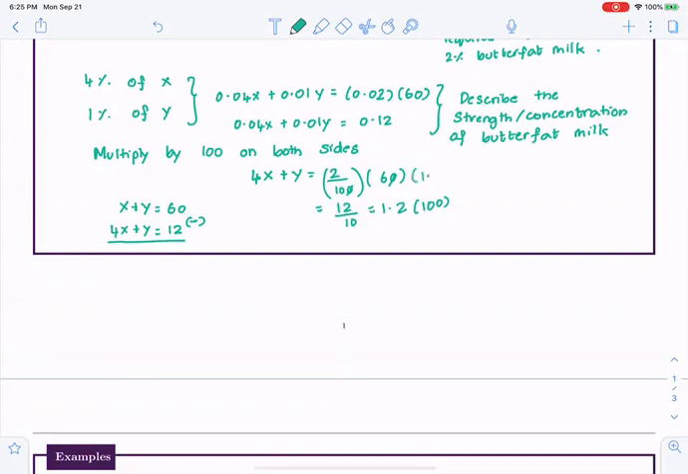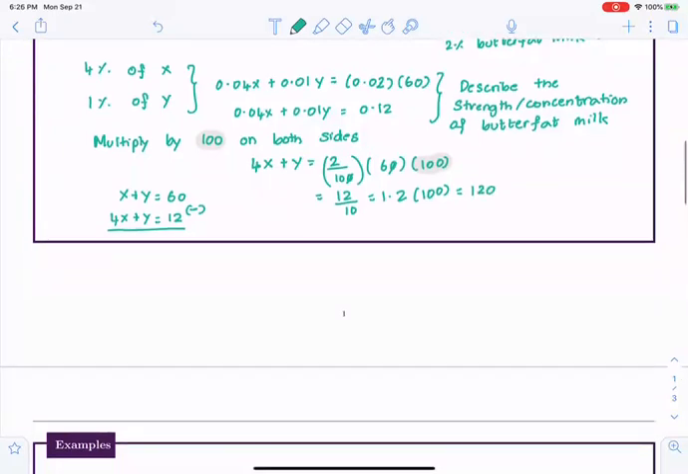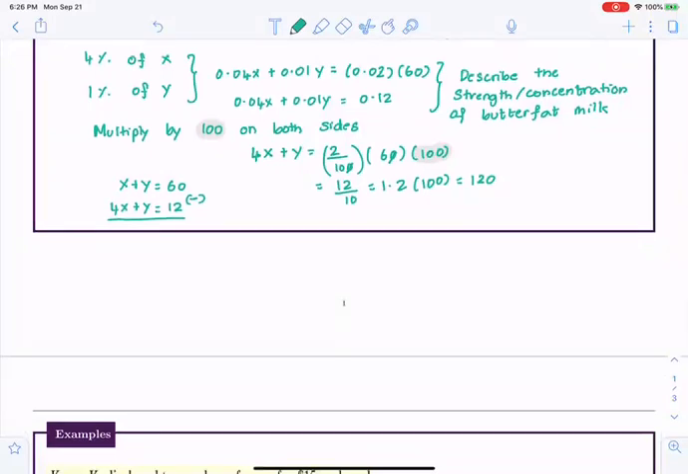So this should be 100 here. When I multiplied by 100, I did it on the left-hand side, but I forgot to do it on the right-hand side. So 1.2 times 100 would be 120. So now we would have 120 there. So x minus 4x would be minus 3x. Y minus y would get cancelled. 60 minus 120 would be minus 60.